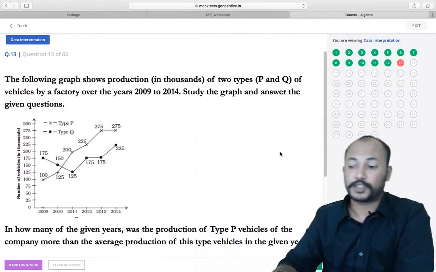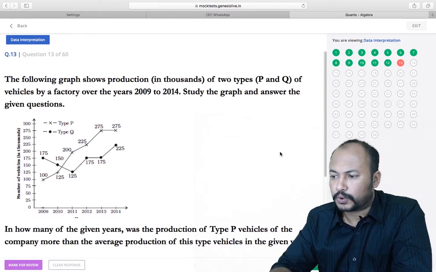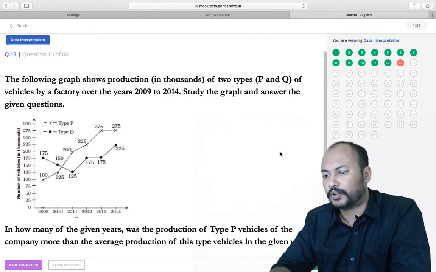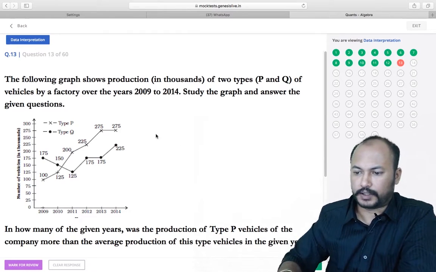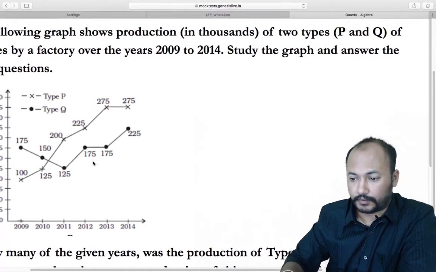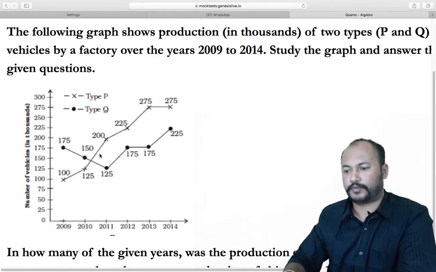Okay. Question number 13. A new question now, new caselet. The following graph shows production in thousands of 2 types of vehicles by a factory over the years 2009 to 2014. Study the graph and answer. First study the graph. There are 2 types, type P and type Q, and this shows the production over these years. Cool. Type P is this X, fine, great.